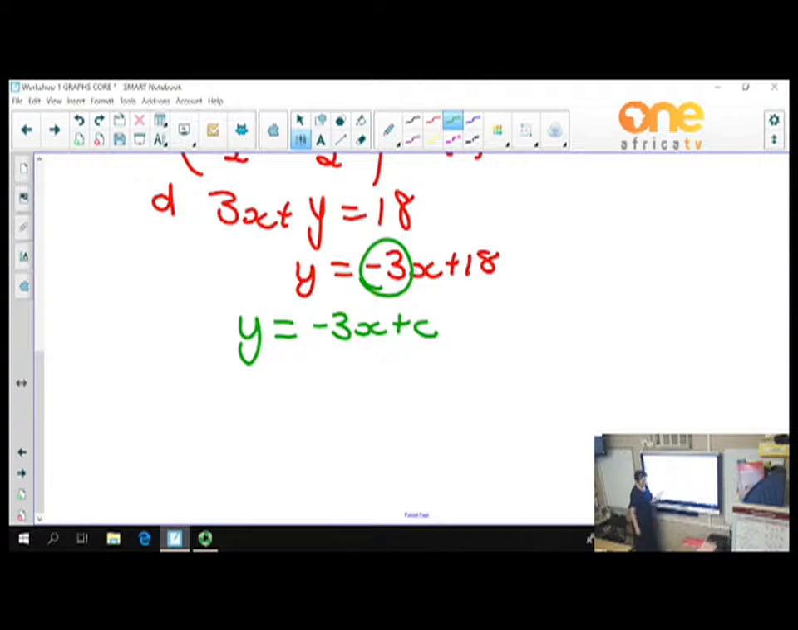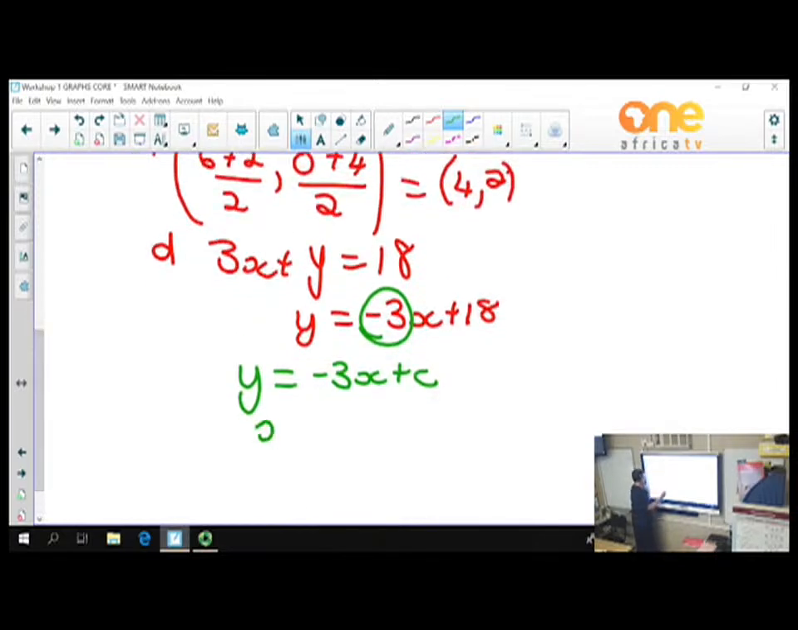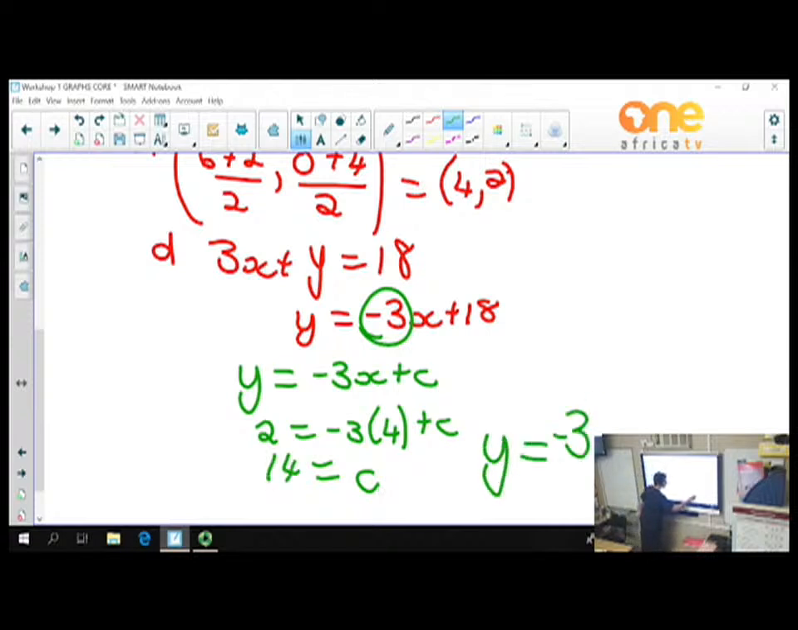And this line passes through M, through the midpoint. What was the coordinates of M again? So 2 is equal to negative 3 times 4 plus c. This is how you will calculate c, the value of c, 14. So the equation is y is equal to negative 3x plus 14. Don't forget to write it.